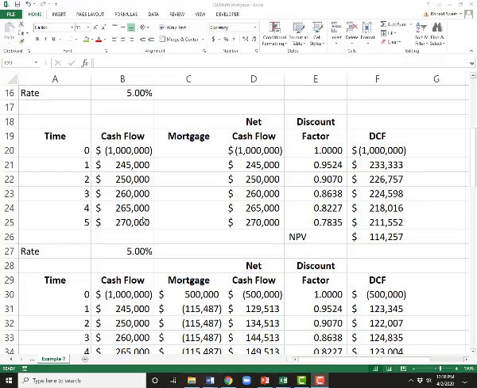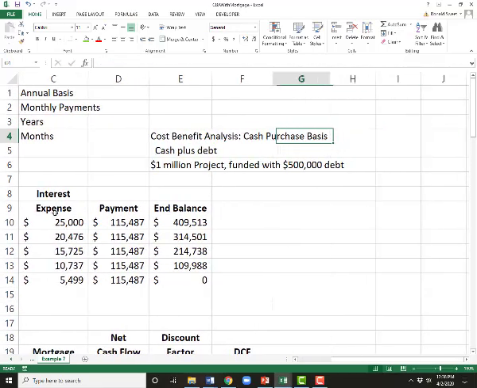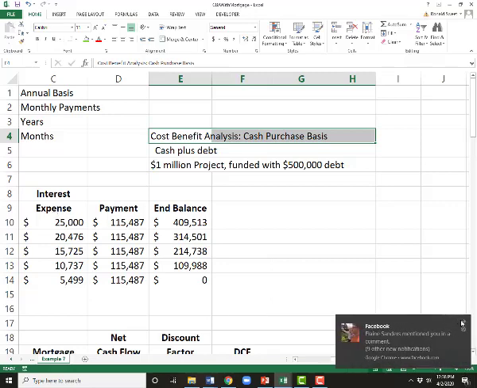So what I want to do is, instead of going to a new topic, go back to an old topic. We talked about cost-benefit analysis, and I said do your cost-benefit analysis assuming whatever you're buying up front, that you buy that with cash, that you're not using any debt.